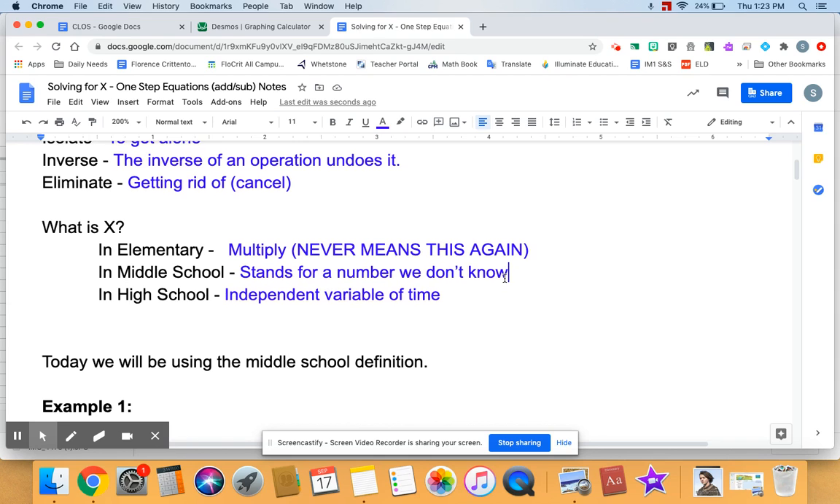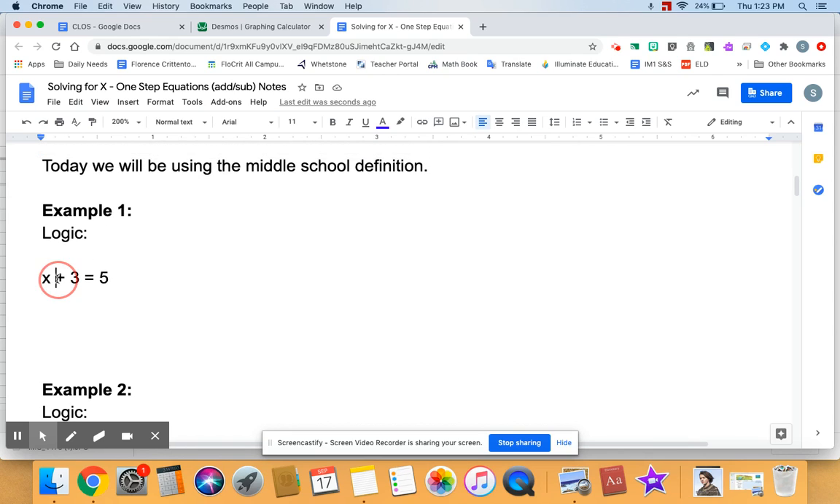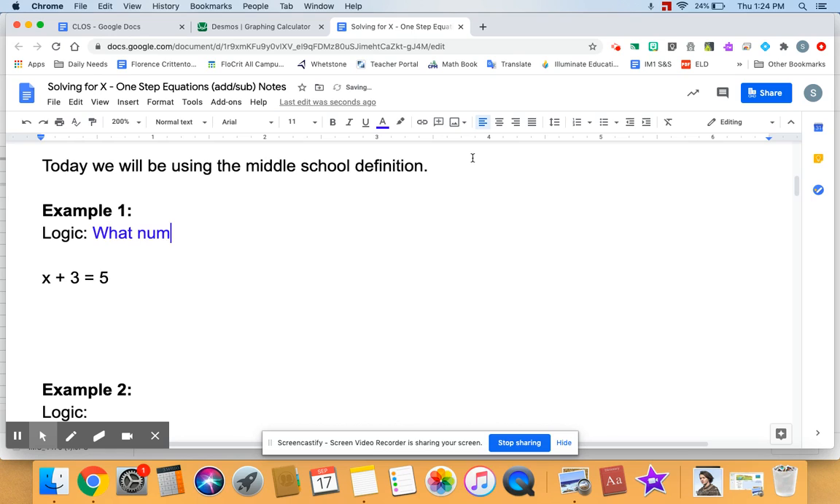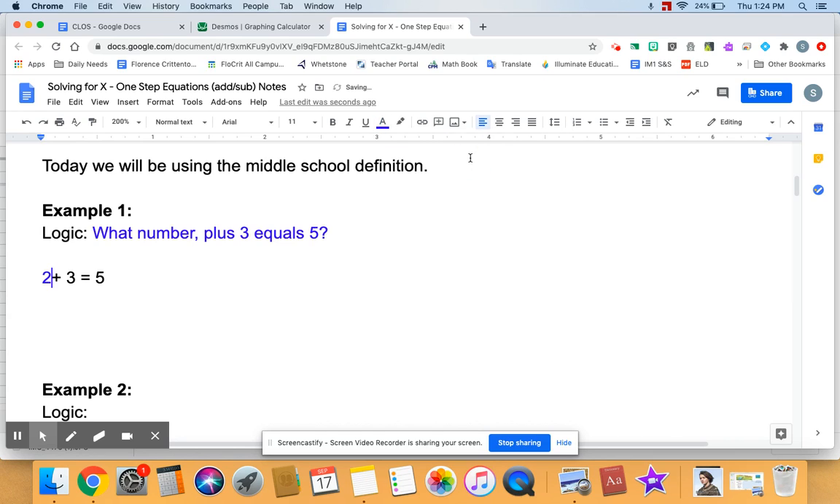So in this example 1, it's saying there is some number, we don't know what it is, but when we add 3 to it, it should equal 5. We can do this pretty logically: what number plus 3 equals 5? The answer is 2, because 2 plus 3 is 5. And that makes it true.